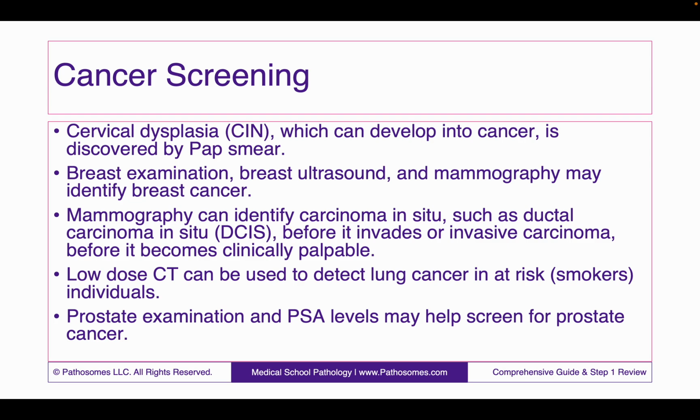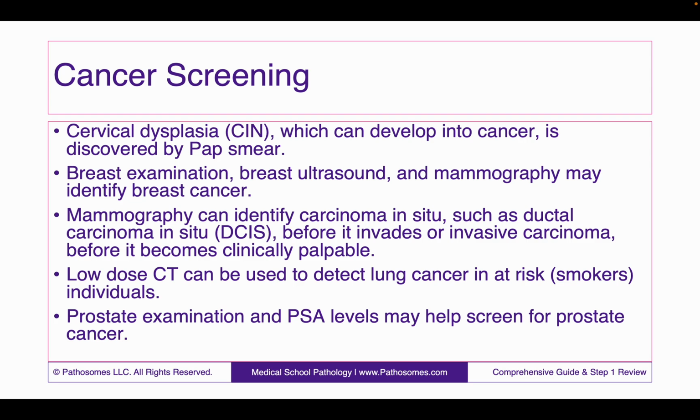Cervical dysplasia, or CIN, can develop into cancer and is usually discovered by pap smear. That's why we do screening. With regards to breast examination, breast ultrasound, and mammography, they might identify breast cancer early on, where it can be removed and treated before it gets to an invasive state, or bad enough where it just starts metastasizing.